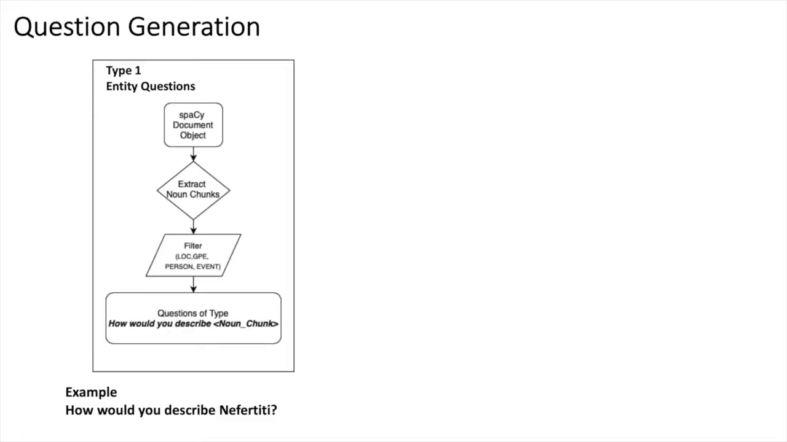The first type of questions are entity questions. Here, we use the named entity recognition and the coreference resolution to detect noun chunks from the SpaCy document. Once we have these noun chunks, we filter them for location, GPE, person, and event. We then use these noun chunks to create how would you describe questions, using a slot filler representation.